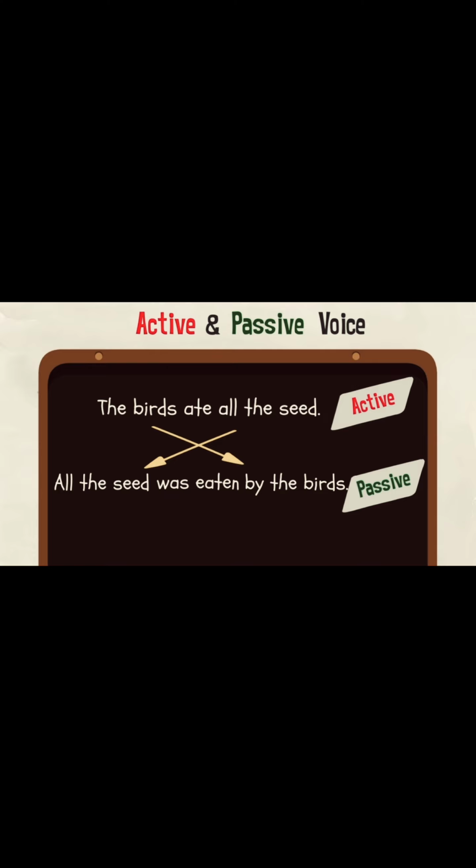We know this sentence is written in passive voice because the subject is now receiving the action rather than performing the action. In passive voice, the focus shifts from the person or thing performing the action to the result of the action. For this reason, the agent is often left out altogether. For example, we could write, all the seed was eaten.